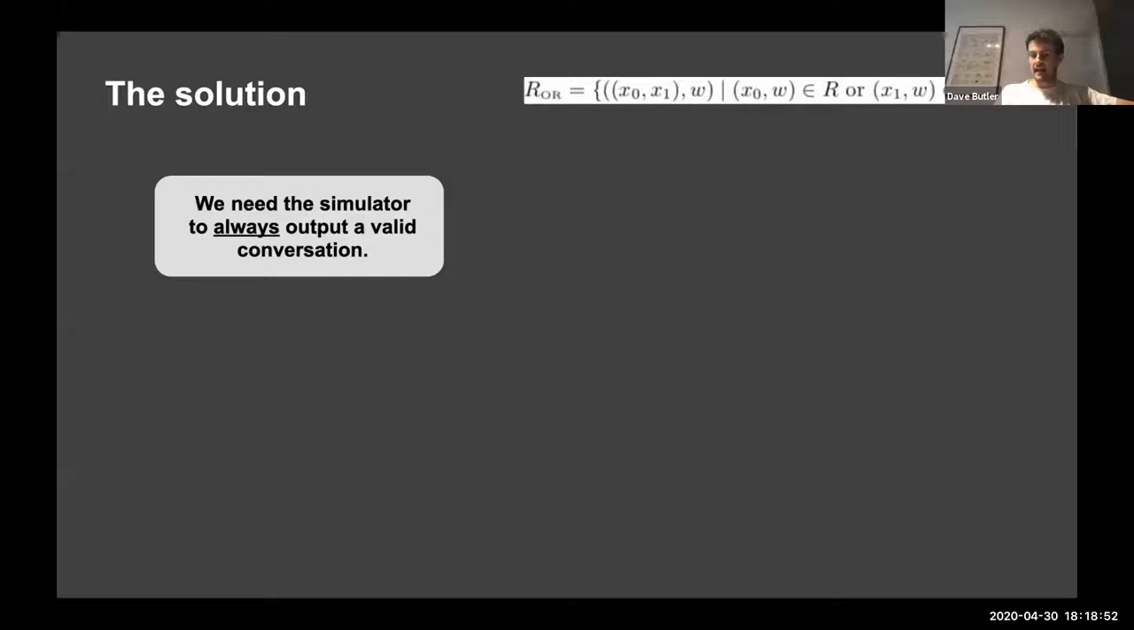We need the property that always outputs a valid conversation. So that's not only when X and W are in the relation, but also it needs to output a valid conversation when they're not in the relation. This just needs to be the case. And with this condition, we find that the proof is always valid.